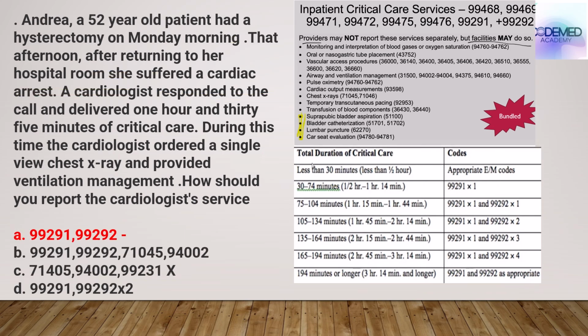So we have collected the data that this happened in the hospital room, and it happened for 1 hour 35 minutes. So we will take the code. Age of the patient is 52. So in the inpatient, we will use this code for above 5 years of age, and 99291 and 99292, 1 hour 35 minutes. So it happens.